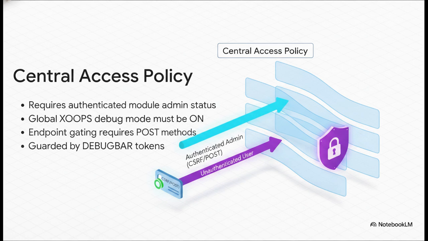In 1.4.0, the access policy is completely centralized. To even see the toolbar, you absolutely must be an authenticated module administrator, and global XOOPS debug mode has to be set to on. Plus, all the actionable endpoints like the explain queries or the RUM telemetry now explicitly require POST methods and are gated behind specific CSRF tokens like DebugBar RUM and DebugBar explain, meaning an anonymous attacker literally cannot replay a URL to trigger a diagnostic event.